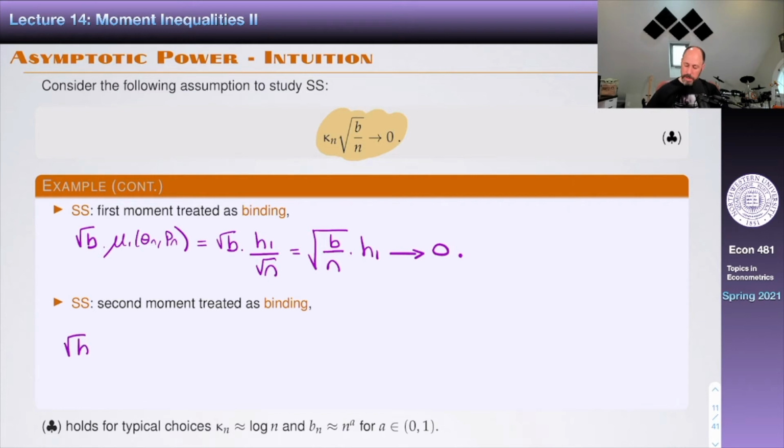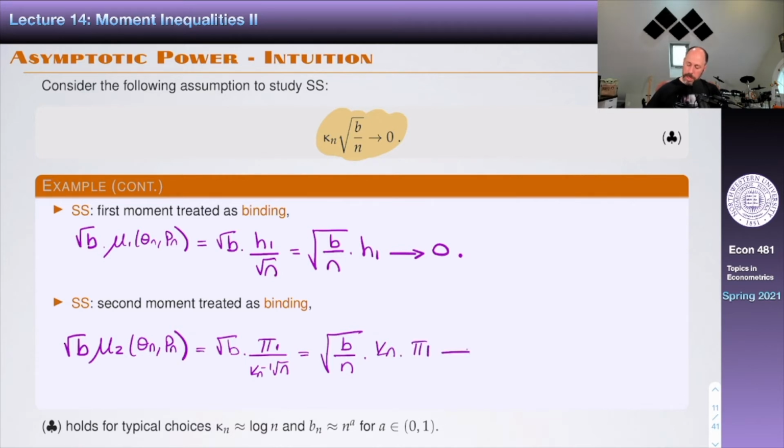Second moment, we have square root b mu2. And this is square root b, and remember, mu2 was pi 1 divided by kappa n inverse square root n. Let me rewrite this as square root b divided by n times kappa n pi 1. And then this goes to 0 by our condition on b.